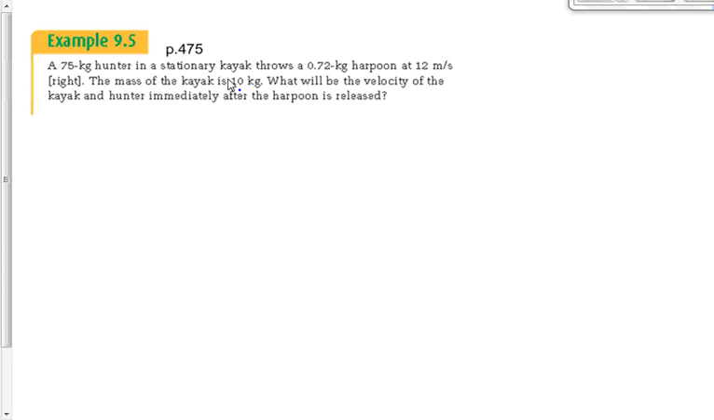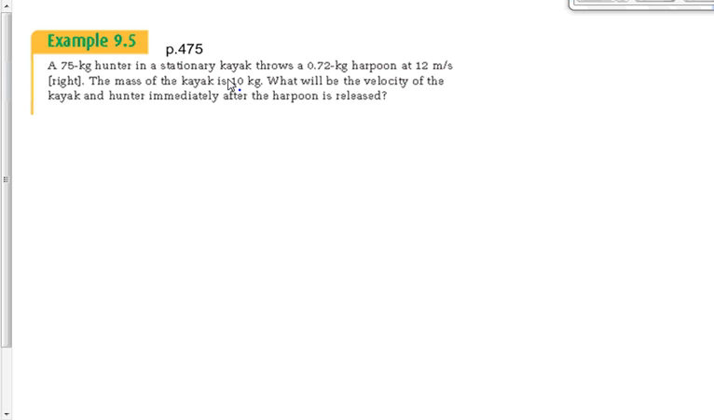What they want to do is have us call M1 the mass of the hunter, M2 the mass of the harpoon, and M3 the mass of the kayak. We don't want to do that because the hunter and the kayak are together at the beginning, they're together at the end. They might as well be one. The hunter is one with his kayak, and he never separates from his kayak. Now, the harpoon, on the other hand, he does separate from, right? He throws that, harpoon goes one way, him and the kayak go the other way.